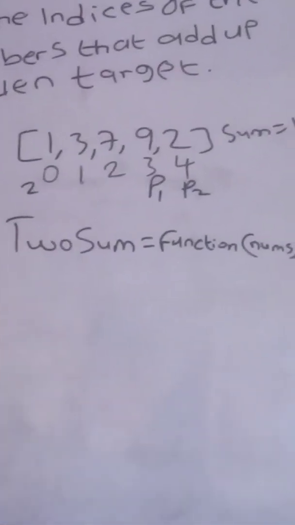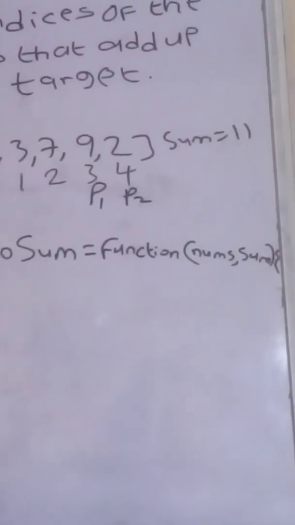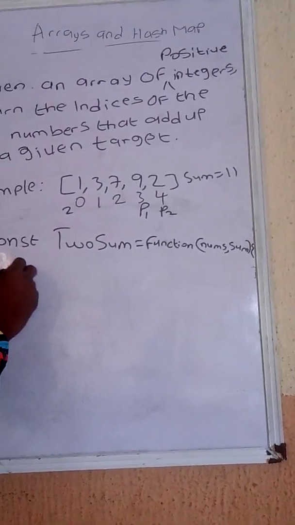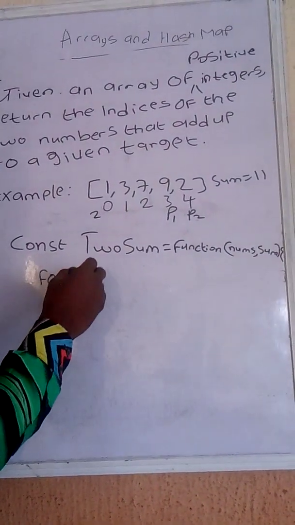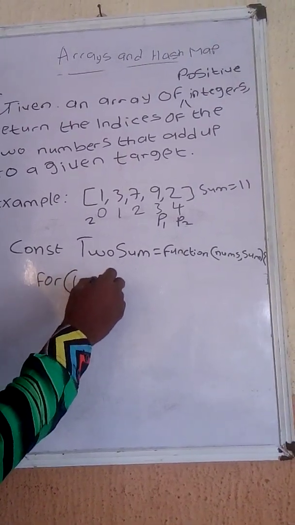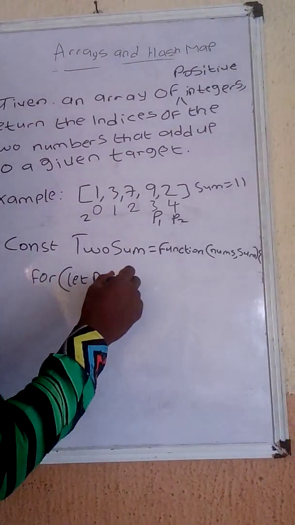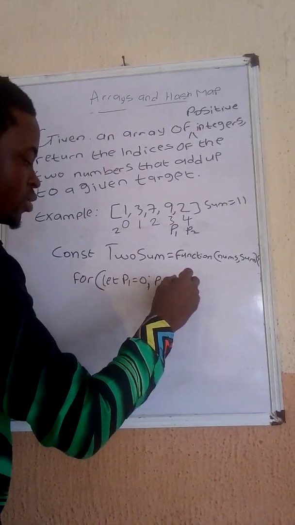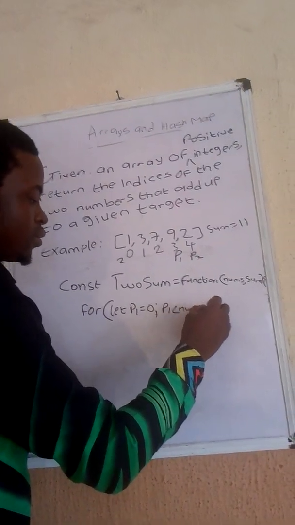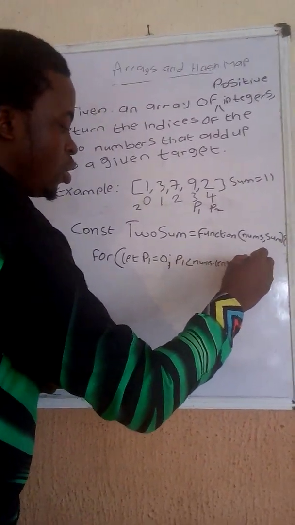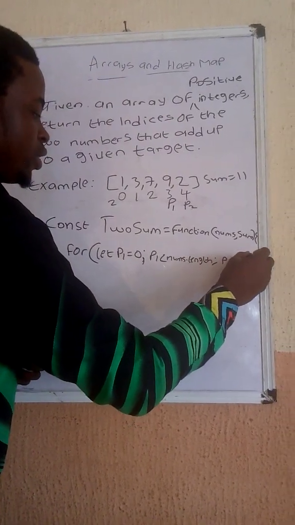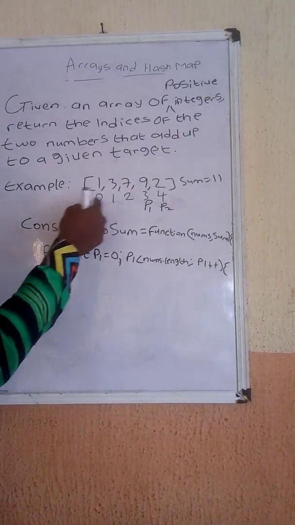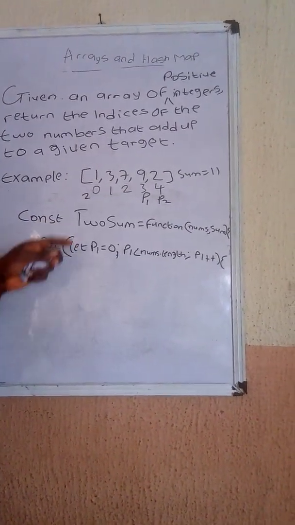First we have to run our first loop, the loop that will go through the array. We set a variable P1, which in this case will be equal to 0. Then we check that P1 is less than nums.length. Then we have P1++, which increments P1.